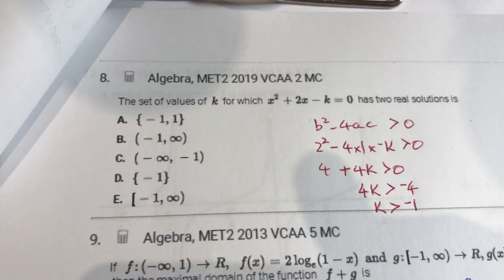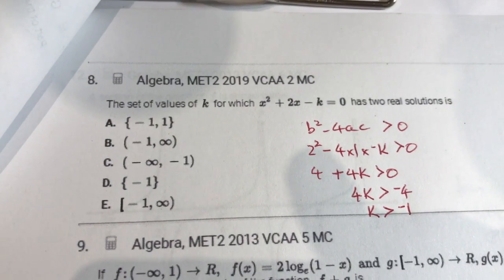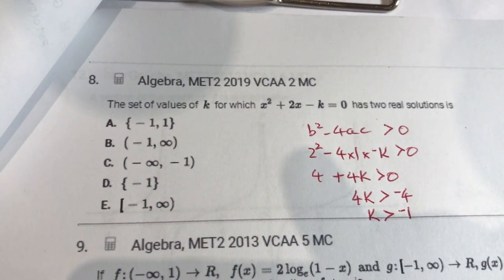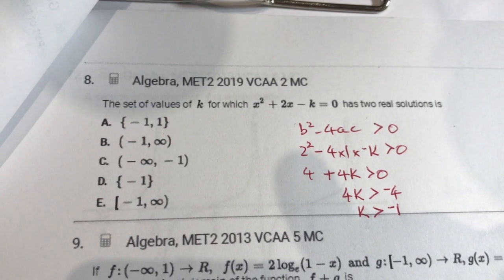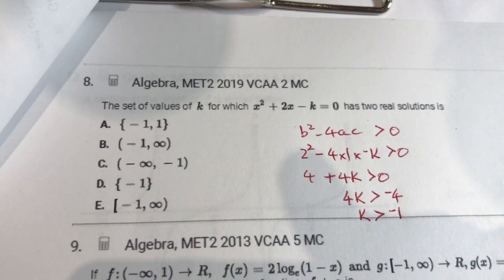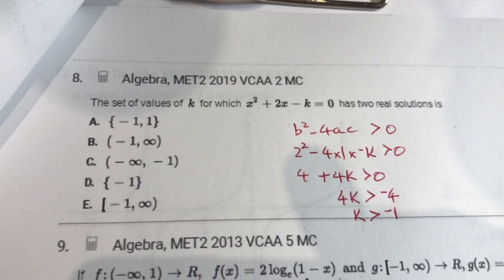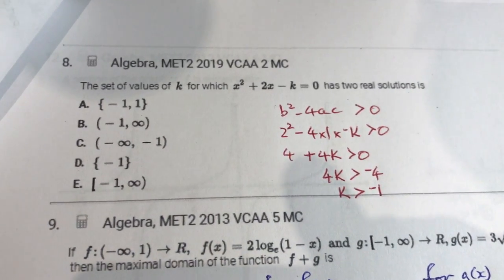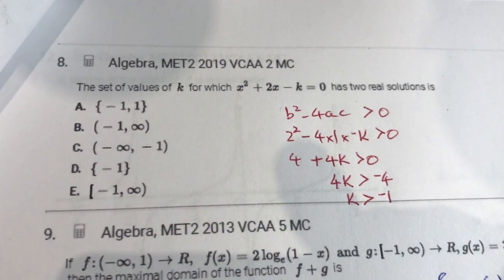Alright, we've got a quadratic getting 2 real solutions. So it's b squared minus 4ac. That has to be bigger than 0 to get 2 solutions. You can do that by using solve on your CAS and just type it in.